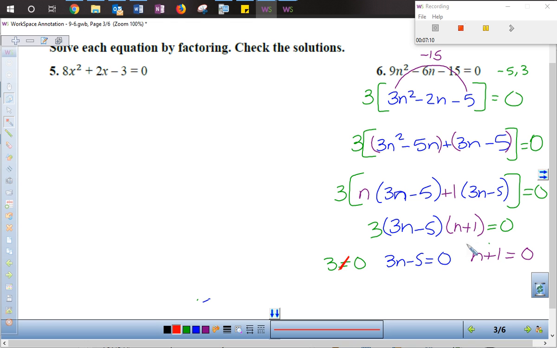My second equation here, I can add 5 to each side, 3n equals 5, and divide each side by 3 to get 5/3. And then on my third equation here, I can subtract 1 from each side, and n equals negative 1. So my two solutions here are 5 over 3 and negative 1.